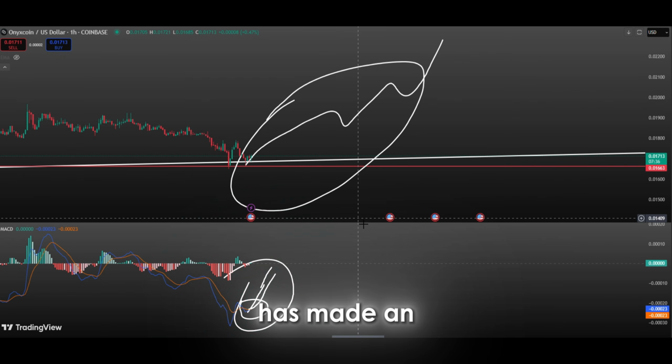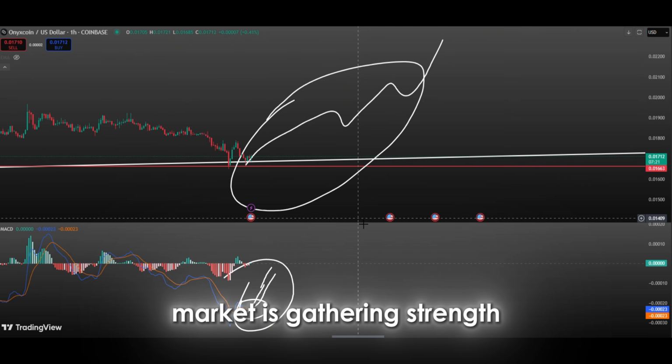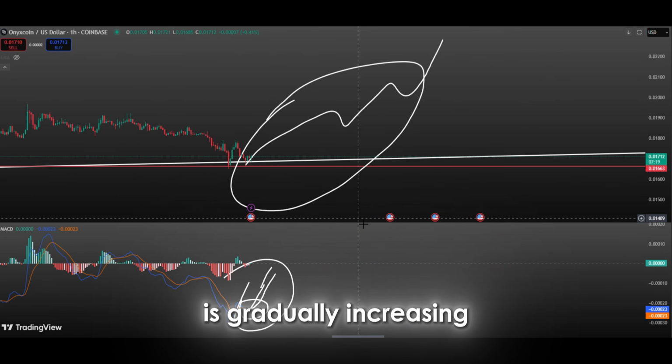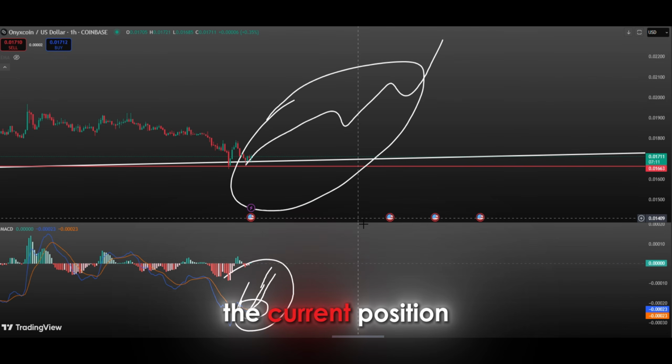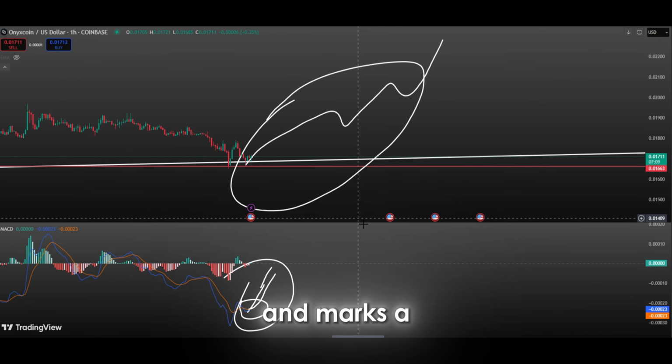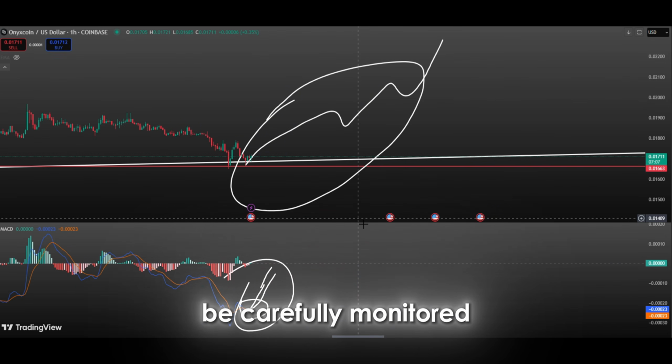The MACD line has made an upside intersection with the signal line below. This intersection could be a harbinger of a potential uptrend, as it has been observed many times in the past, especially as the MACD line moves towards the zero level, indicating that the market is gathering strength and buying pressure is gradually increasing. Such crossovers often occur at market lows and can be a harbinger of big moves to the upside. The current position is very promising for traders and marks a stage that should be carefully monitored.